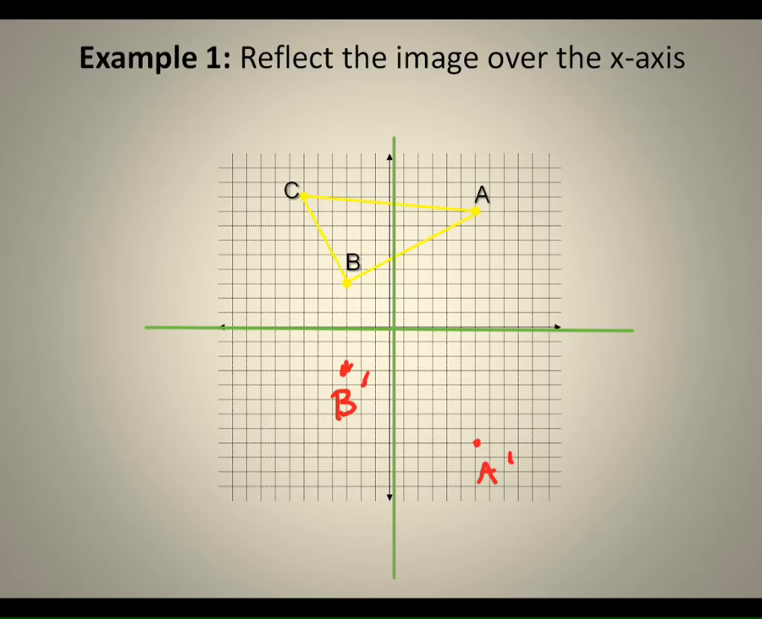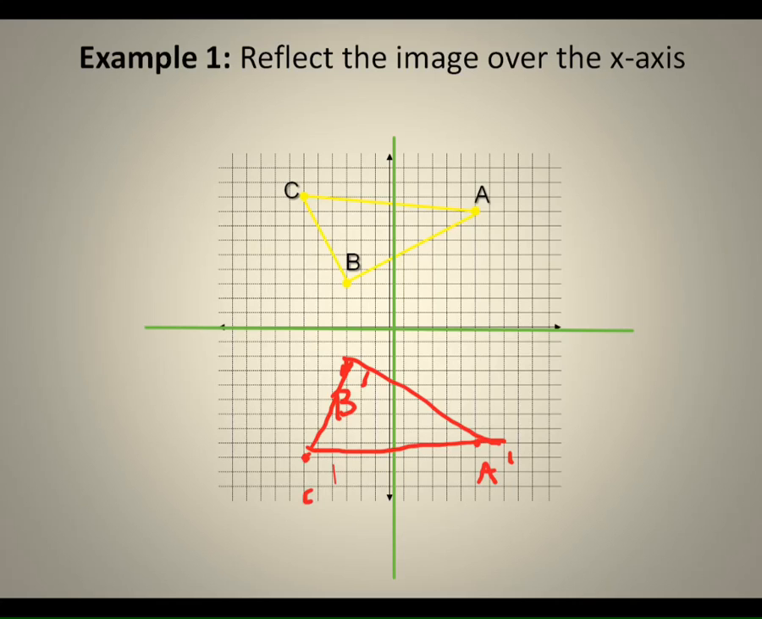And C prime is 9 units above the x-axis, so I need to go 9 units below. 8, 9. And then connect those lines. And we can see that looks like that image flipped over the x-axis, right? If I flipped it over, B would land on top of B prime, A would land on top of A prime, C would land on top of C prime. Okay? I folded that over that x-axis.